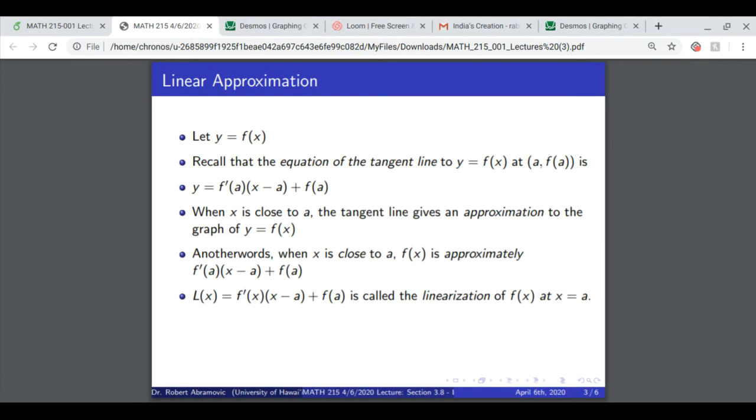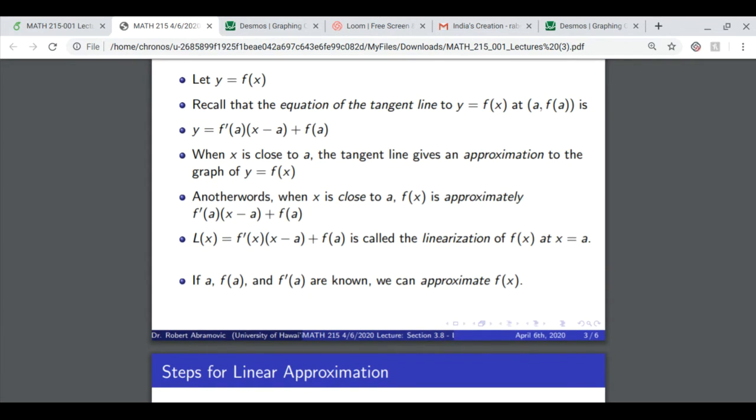The linearization, this function here, f prime of a times x minus a plus f of a, is called the linearization of f of x at x equal to a. It means it takes the function and changes it into a function whose graph is a line, hence the term linearization.